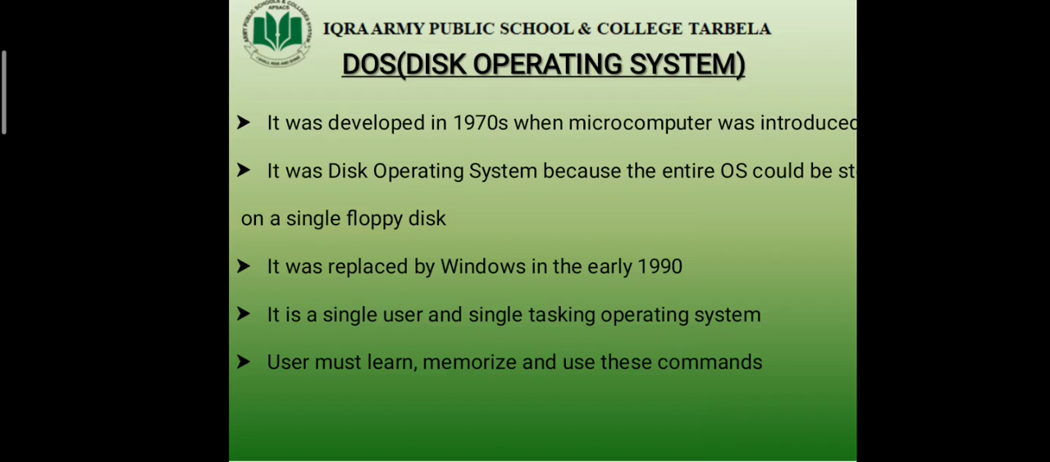DOS is a single user and single task operating system. It means that it allows only one user to perform one task at a time on the computer. DOS is the command line operating system. What do you mean by command line operating system? It means that we have to give commands to perform any type of operation. Its interface is not very user friendly, and the user has to type the commands to interact with the computer system. It can be difficult for beginners to learn, memorize and use these commands.